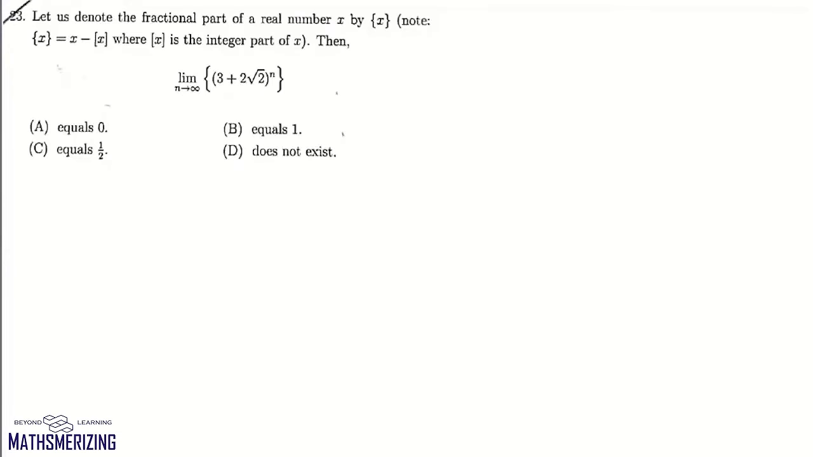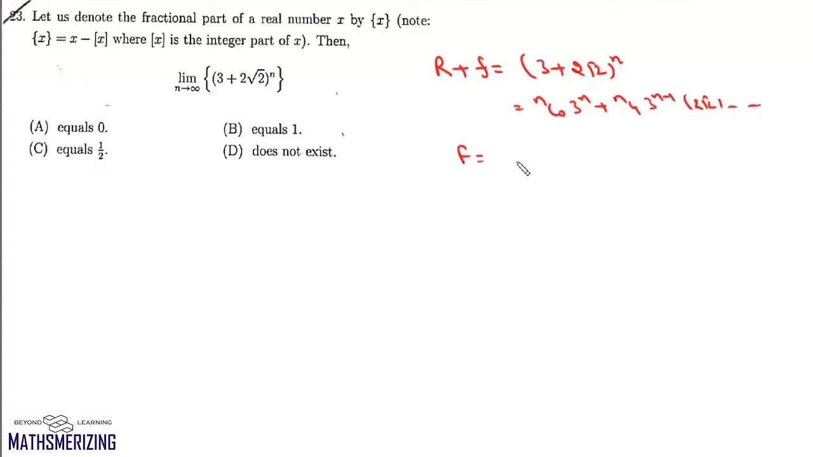Question number 23 is, we need to find this limit, n tends to infinite, fractional part of (3 plus 2 root 2) to the power n. Now suppose its integral part is r and fractional part is f, we can write this as (3 plus 2 root 2) to the power n, which is nC0 3 to the power n plus nC1 3 to the power n minus 1 into 2 root 2 and so on. And then we'll consider capital F, which is (3 minus 2 root 2) to the power n. It lies between 0 and 1. This capital F lies between 0 and 1, and here also any fractional part lies between 0 and 1.